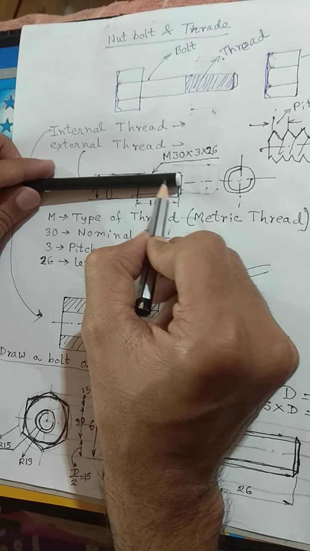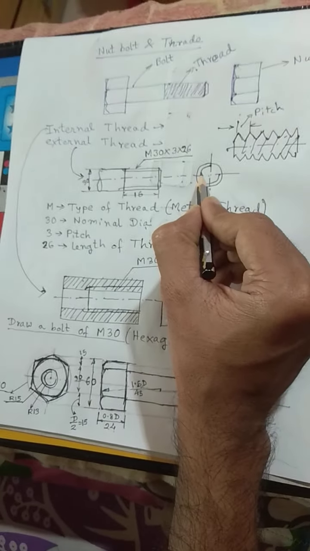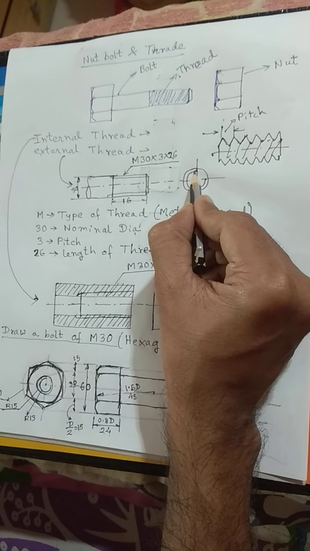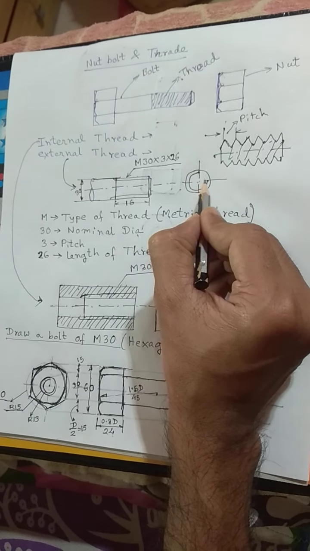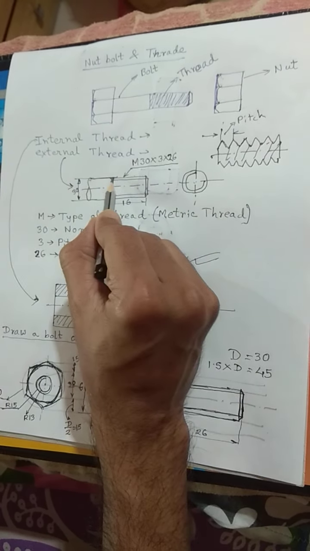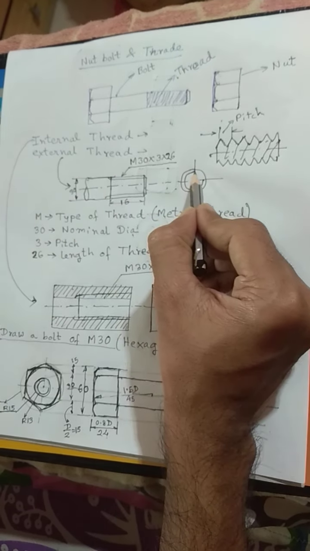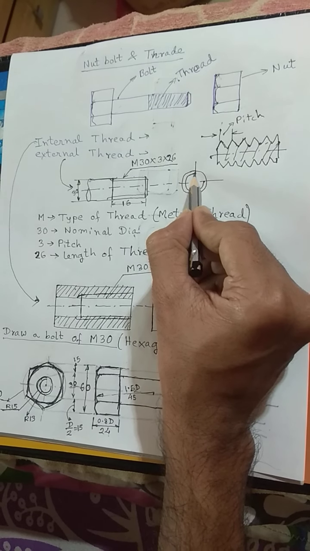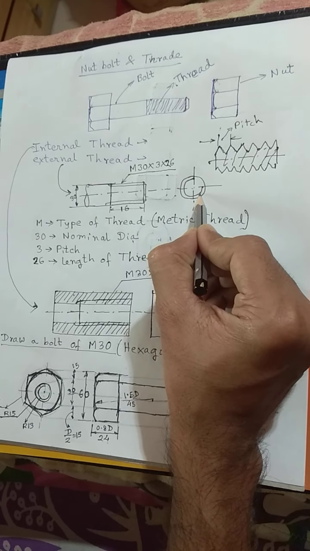But when I am seeing it from the side, it will look like a circle. If it is an external thread, there will be a 3/4 circle in between, and this is the convention. In the front view there will be a double line, and in the side view there will be a 3/4 circle. For an external thread, the 3/4 circle will be internal.